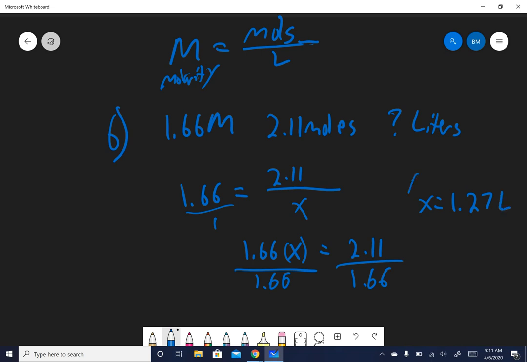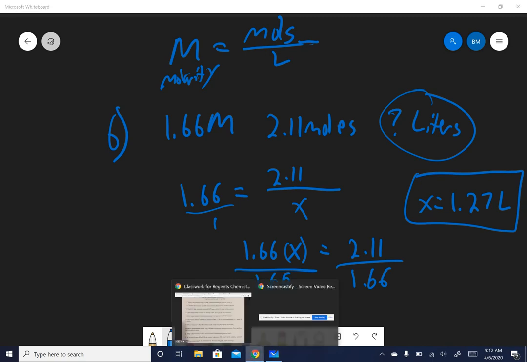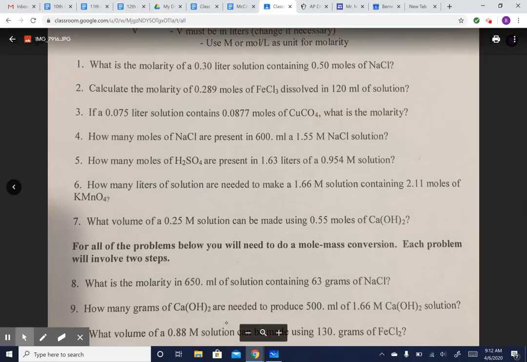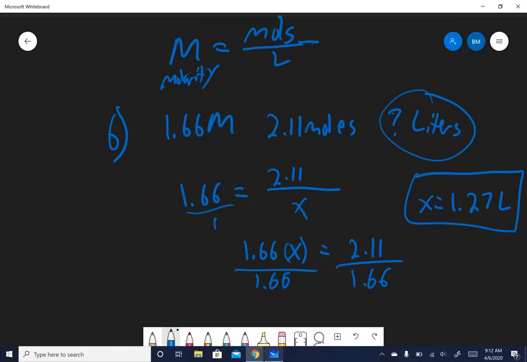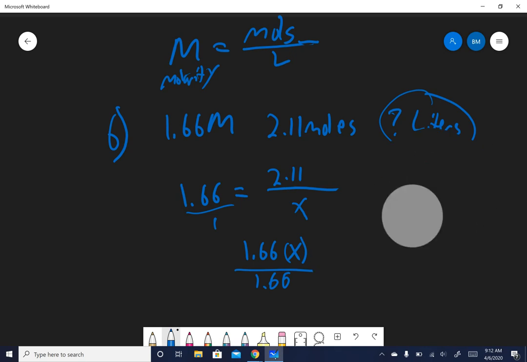liters. See, sometimes I even forget what we're solving for, right? So it's always good to write down what we're looking for. I'm looking for liters. So when I got my 1.27, I was like, what am I doing here? They gave me moles and molarity. Always write down or go back to the question and say, what am I solving for? Because then you know the units. I'm solving for liters, so that's how I know it's L. 1.27. All right.